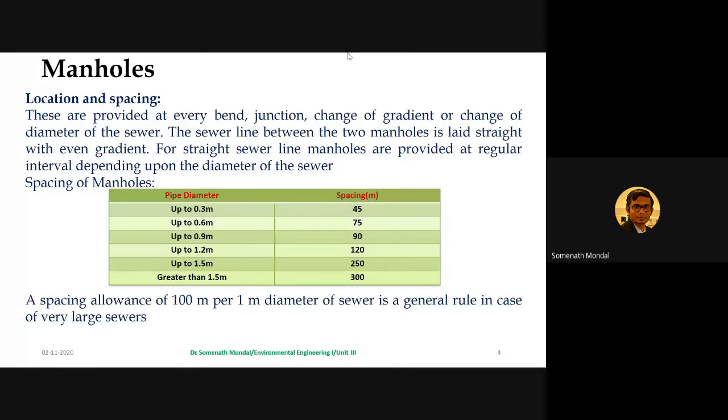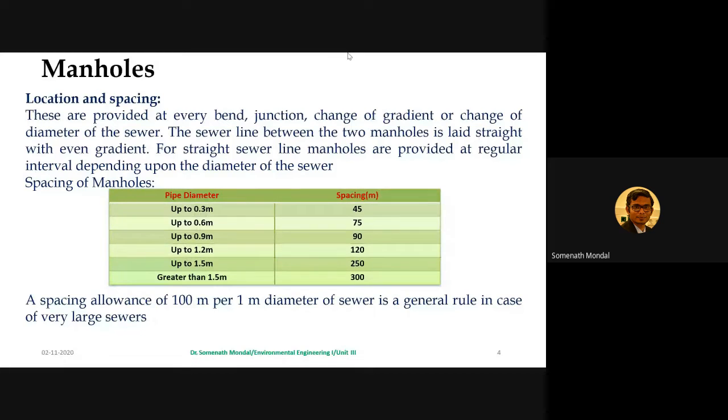Now, as far as locations and spacing of the manholes are concerned, we need to see a few things, as manholes depend upon the spacing and several factors. We'll be discussing them. Manholes are generally provided at regular intervals in a straight sewer line, and also at points of every junction, change of gradient, and change of sewer diameter. Unless there are practical difficulties, the sewer line between two manholes is laid straight with even gradient. This part we have mentioned while talking about the laying of sewer pipes.